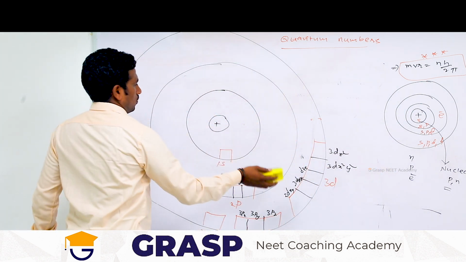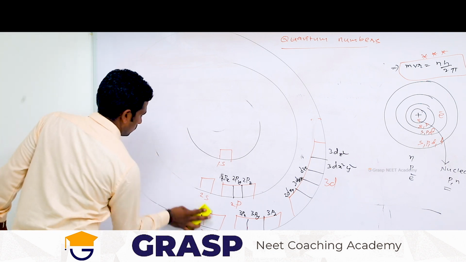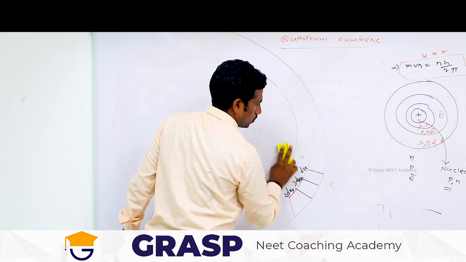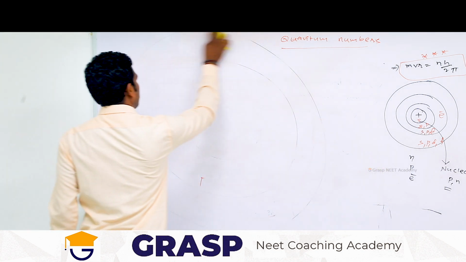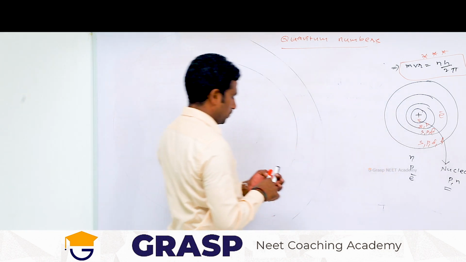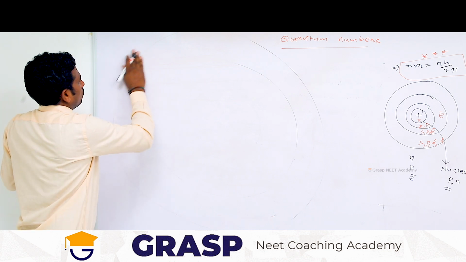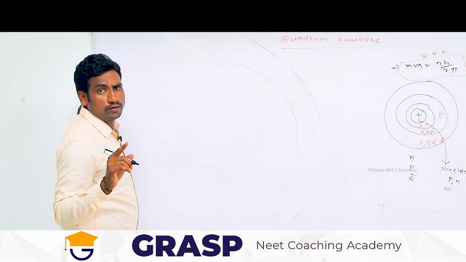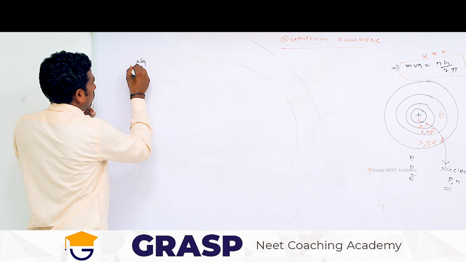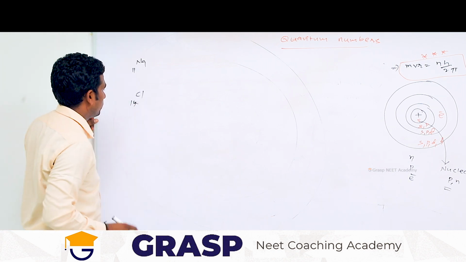A simple question: what are the possible quantum numbers for the last electron of a chlorine atom, and the sodium atom also can be taken. What are the possible quantum numbers for the last electron in the sodium atom? Sodium atomic number is 11, chlorine atomic number is 17.